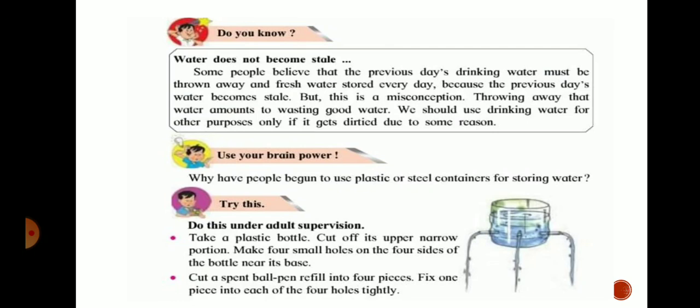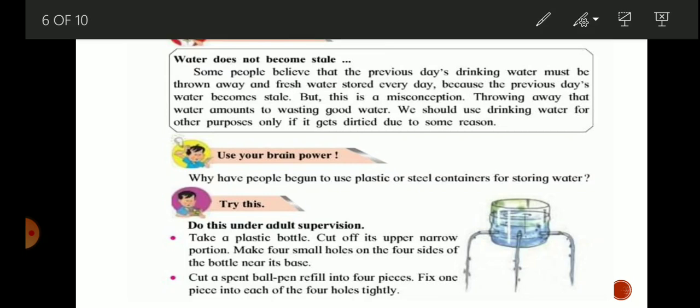Once you have filled the pure water in your container for drinking, you are not supposed to throw it. It never becomes stale. This is a misconception. Misconception means their concepts are not clear.